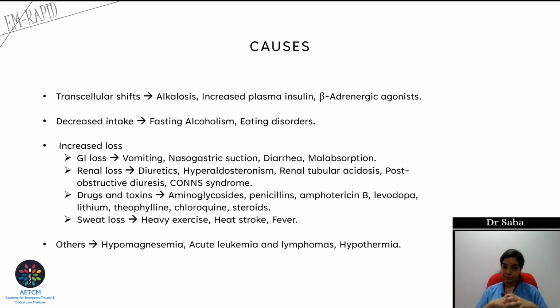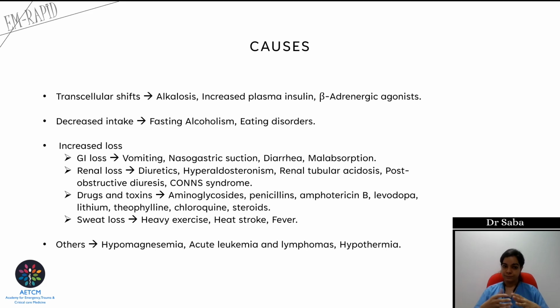When we talk about the renal loss, it can be because of diuretics, hyperaldosteronism, renal tubular acidosis. Drugs, it can be many drugs like aminoglycosides, penicillins, amphotericin B, levodopa, lithium, steroids. Any of these drugs can cause increased loss of potassium from the body. Diuretics here, I mean the loop diuretics and the thiazides, not the potassium-sparing diuretic like spironolactone.